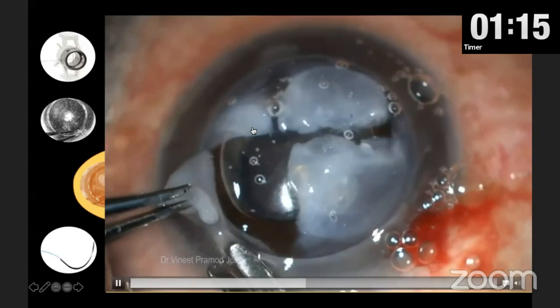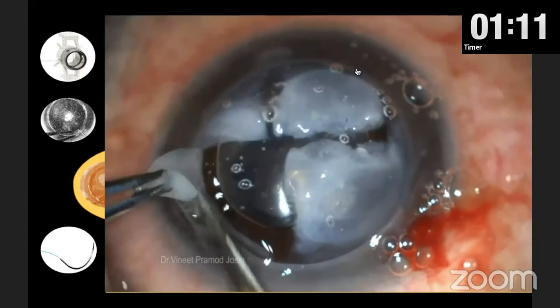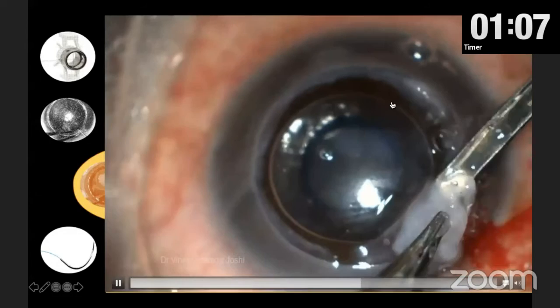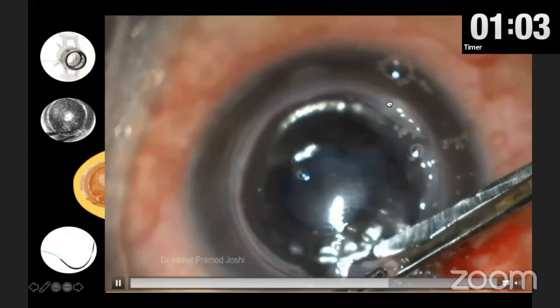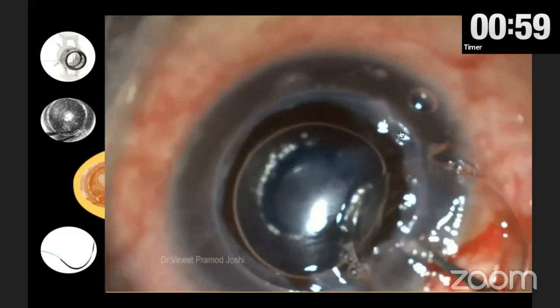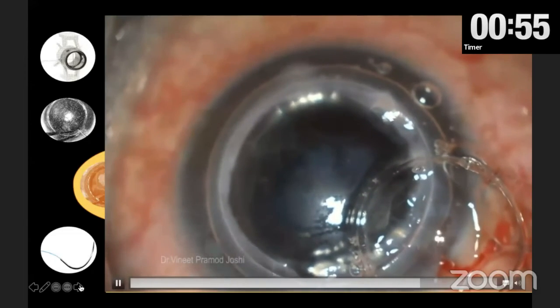So here the dissection is being carried out away from the area of perforation, and a little bit of residual stroma is again being left behind. Again, I would like to stress that whenever there's a perforation, the rest of the stromal dissection has to be done before we approach the area where the perforation is present. After this, the anterior chamber is stable and the surgery is completed.